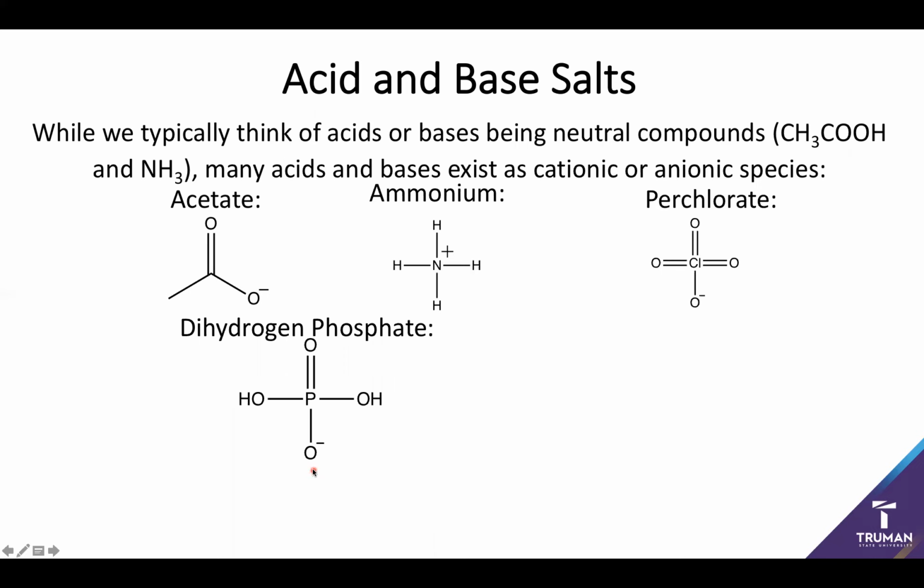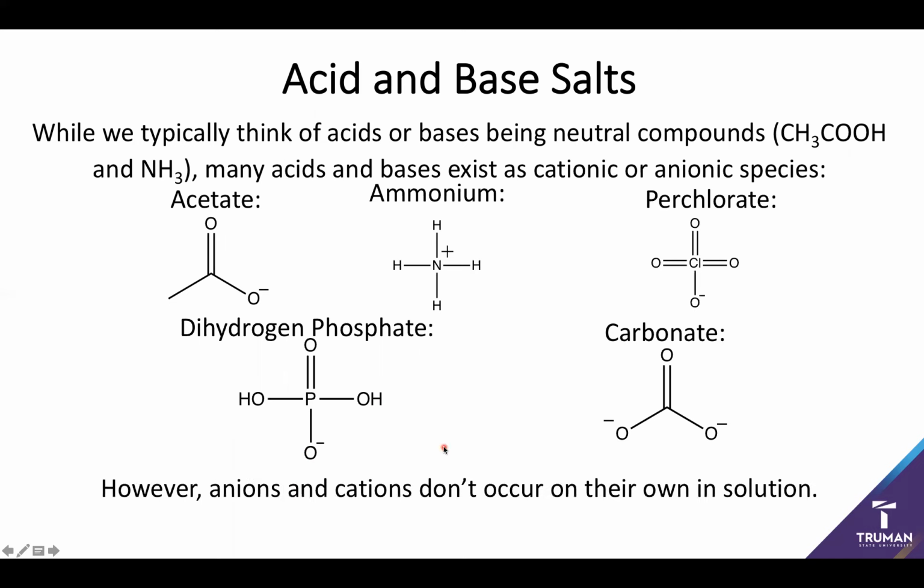Turns out this is going to be a base because it's the conjugate base of phosphoric acid, but as we saw last lecture, it's also an acid. Makes things real fun. And then we have things like carbonate, which is negative 2 charged and is a diprotic base. However, when we're looking at all these various charged species, it's important to remember that they never occur in solution on their own.